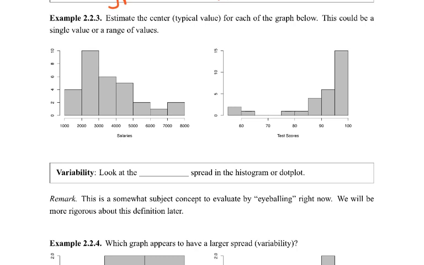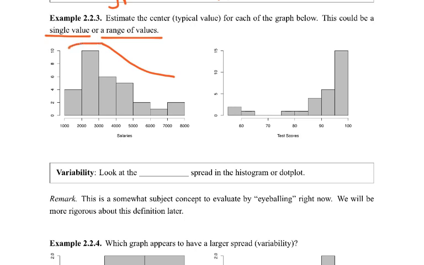Let's look at an example. Estimate the center or typical value for each of the graphs below. This could be, like I said, a single value, or you could give me a range of values. It's a little subjective right now. So one good way to think about this is, okay, we're looking at salaries here. Notice that this graph is skewed right. Salaries tend to be skewed right.